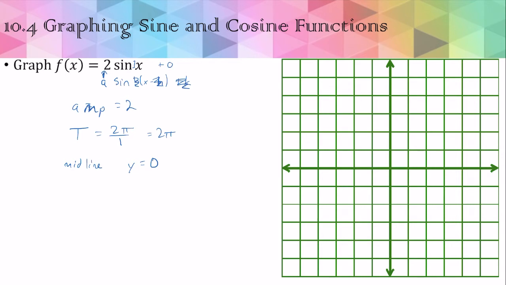All right, so it's sine. Sine starts at 0. Now we need to do some labeling. I'm going to call this 2 pi, so that would be pi. This would be pi over 2, and 3 pi over 2.